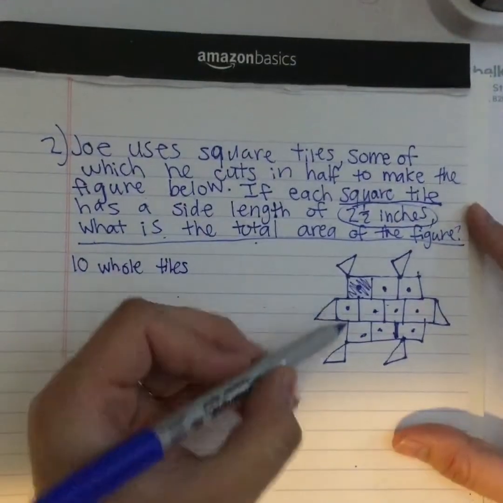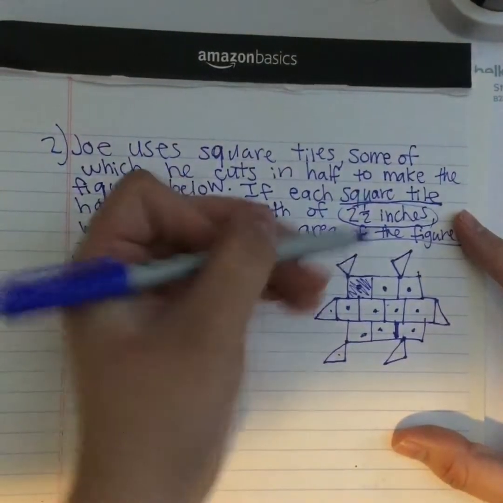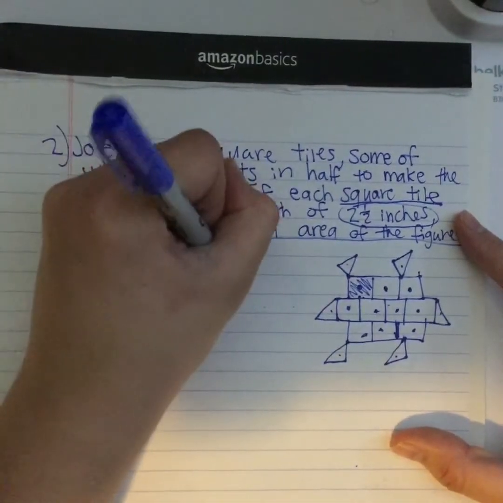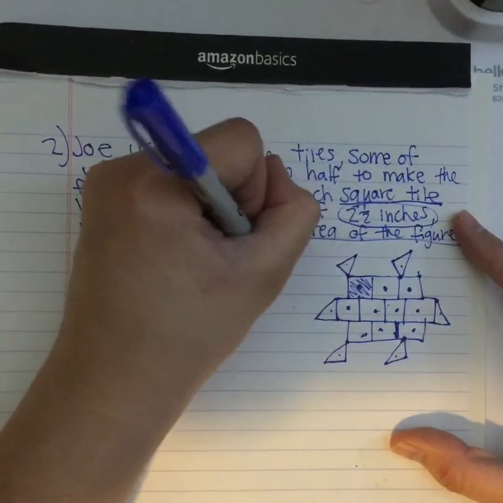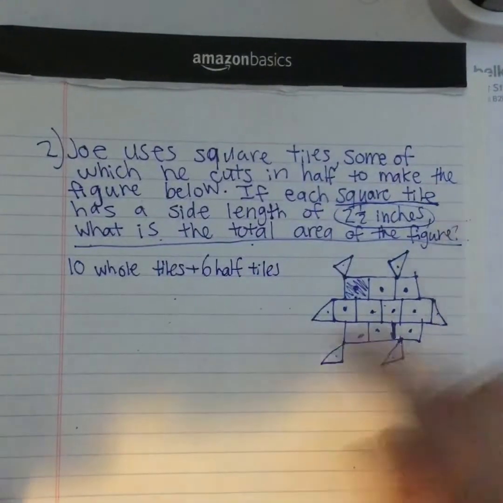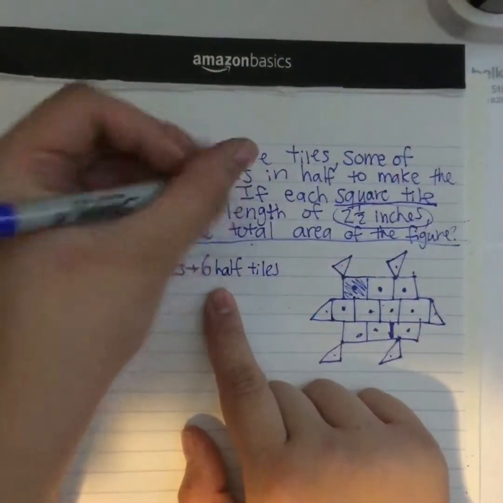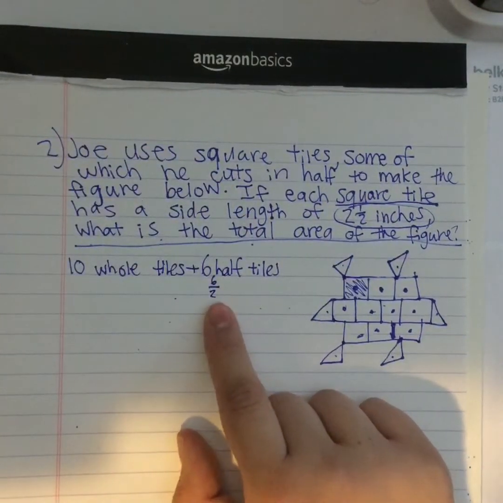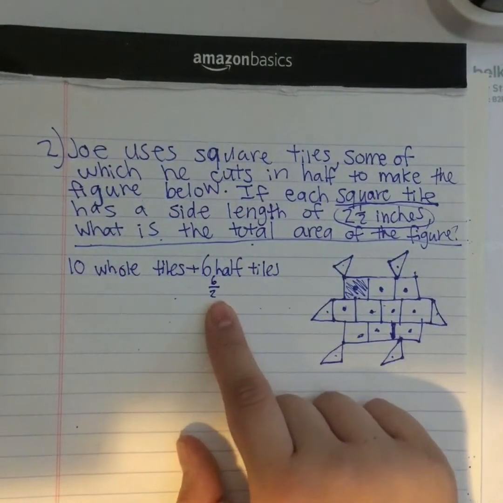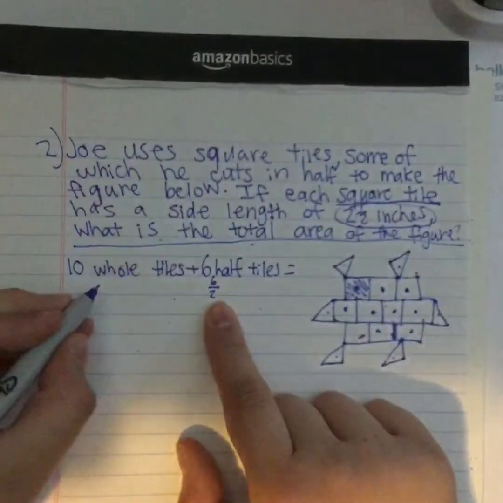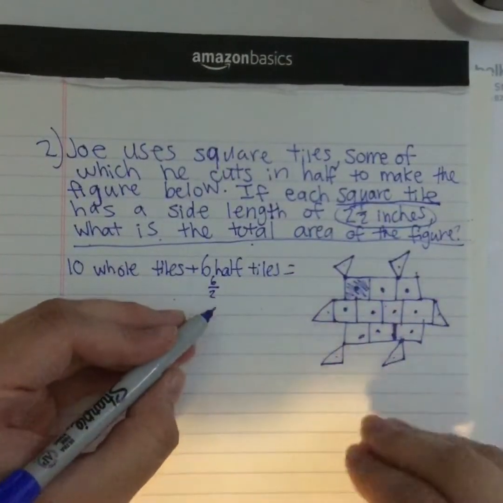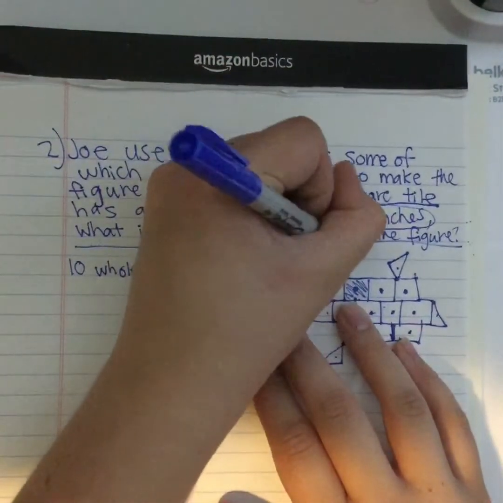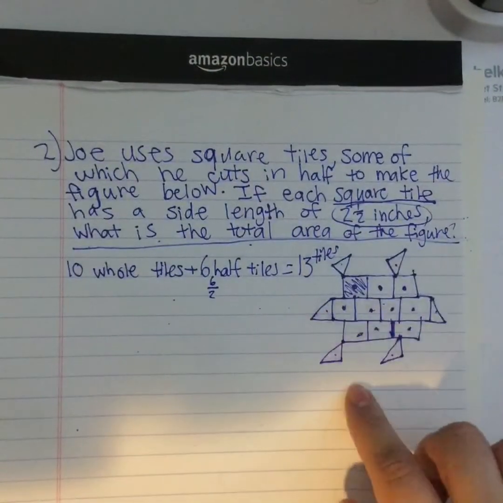And then let's count the half tiles. 1, 2, 3, 4, 5, 6. I have 6 half tiles. When I'm thinking about halves, written in another way, this is 6 halves, I know that that is equal to 3. So that equals 3 whole tiles. So 10 plus my 3 whole tiles is 13 tiles. So altogether, I have 13 tiles.